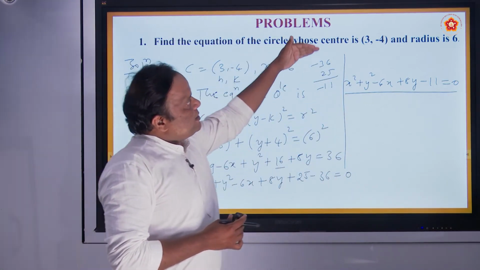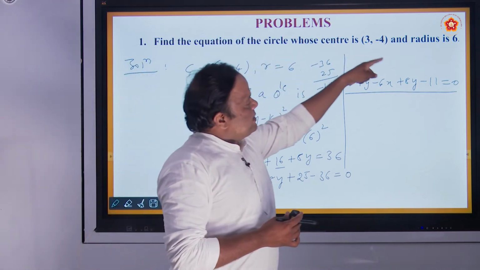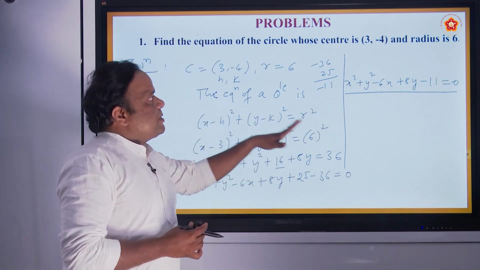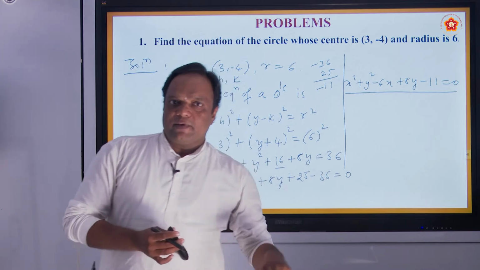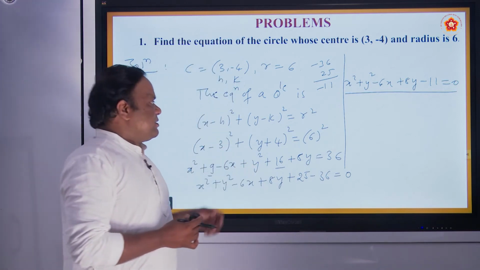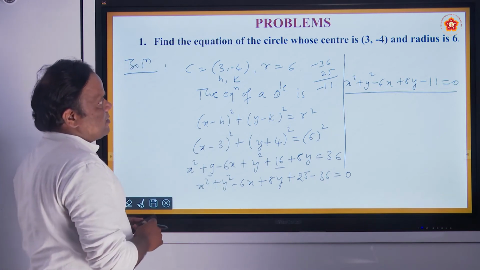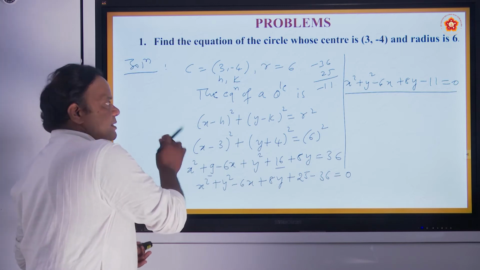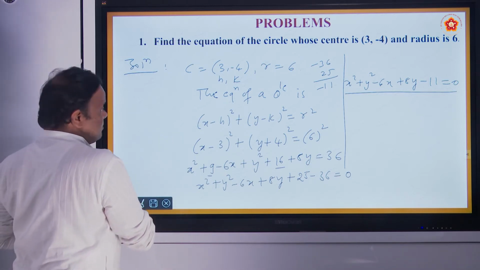Here given center 3 comma minus 4 and radius 6. So the answer is x square plus y square minus 6x plus 8y minus 11 equal to 0. This is the required equation of a circle with center 3 comma minus 4 and radius 6. This is a very simple problem. You can solve this type of question by using the center radius formula. Let us see the next problem.